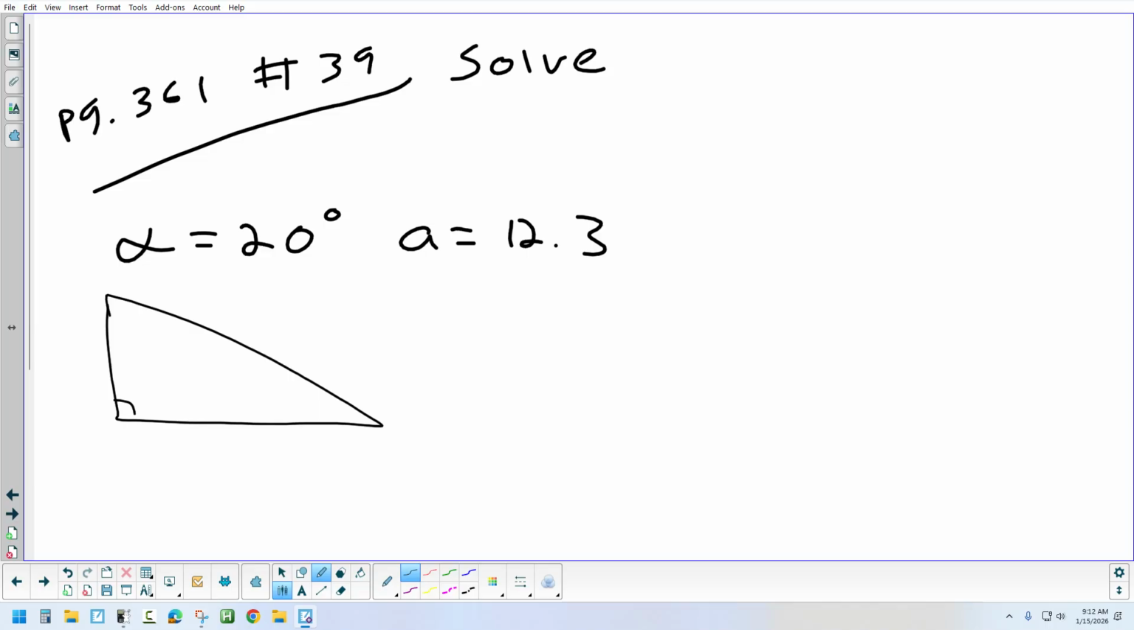So I'm going to put A over here. I'm going to put alpha over here. Well, this side is A. That means the bottom side is B, which means that angle up there is beta. And this side is C. Okay, so there's my diagram. Now I'm going to make a table just to put all my answers into.